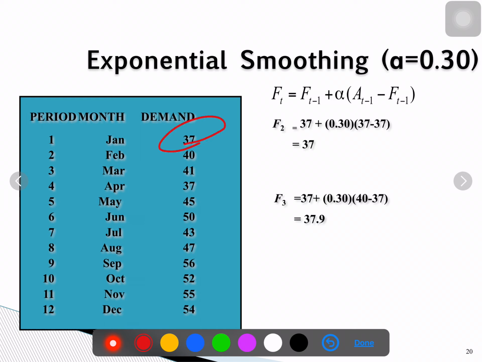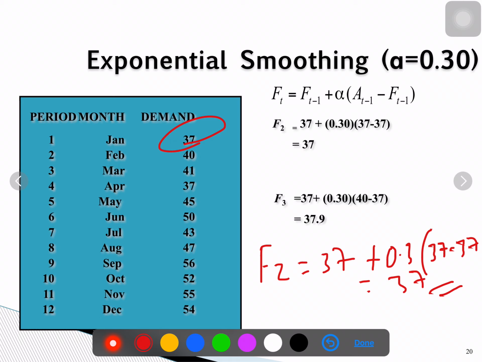Here we have 37, F3. This one is the actual value. Then F2: for the previous period we have 37 forecasted plus 0.3 times the actual minus 37, which gives the forecast for the second period.